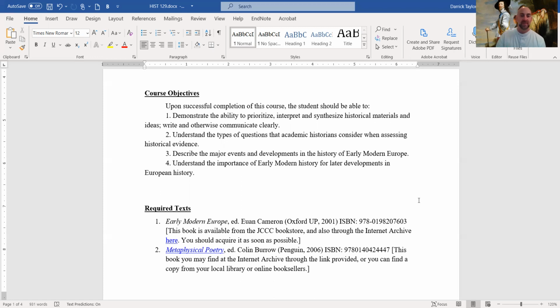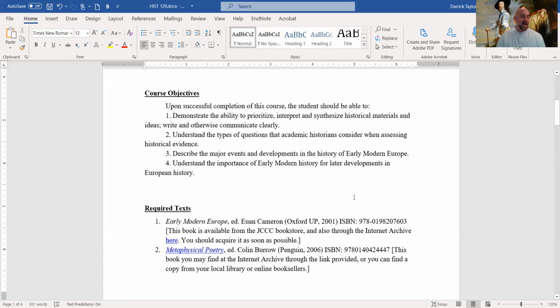However, if you click on the link here in the syllabus, this will take you to the Internet Archive, where they actually have a version you can download and borrow. I think it's for a couple weeks, but you can re-borrow it, I guess. So if you want to use that, do that.